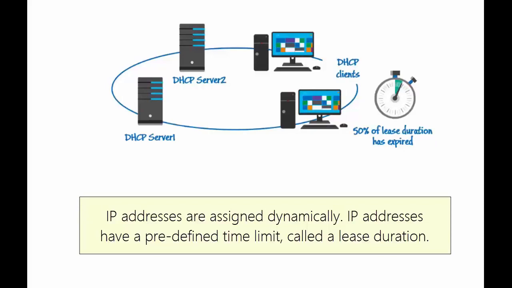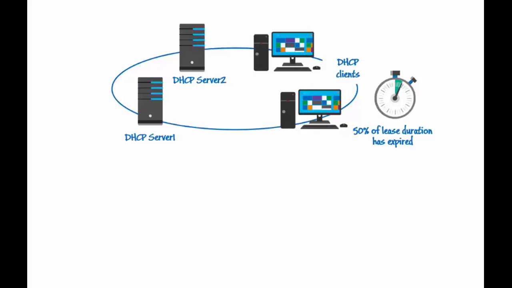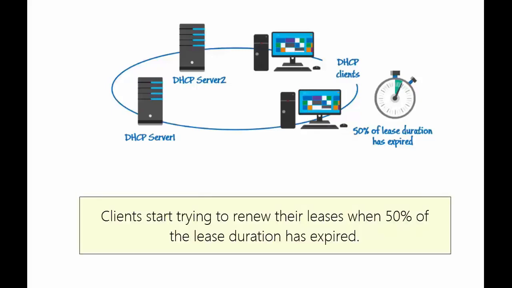With DHCP, IP addresses are assigned dynamically. A DHCP server will place a predefined time limit called a lease duration on IP addresses to ensure that they are not left in an assigned state if they are no longer needed. When a DHCP lease reaches 50% of the lease time, the client automatically attempts to renew the lease. This process occurs in the background.